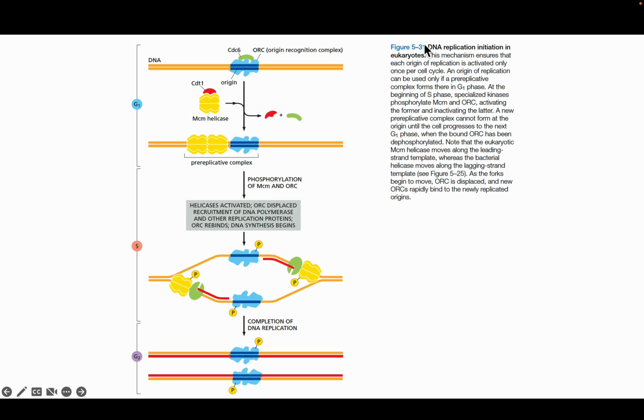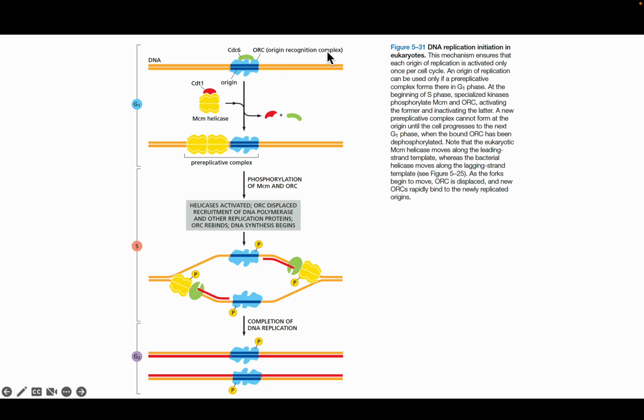So now we'll see DNA replication initiation in eukaryotes. The mechanism ensures that each origin of replication is activated only once per cell cycle. An origin of replication can be used only if a pre-replicative complex forms there in G1 phase. At the beginning of S phase, specialized kinases phosphorylate MCM and ORC, activating the former and inactivating the latter. So a new pre-replicative complex cannot form at the origin until the cell progresses to the next step.